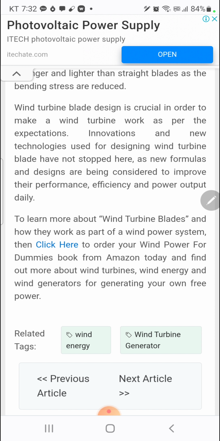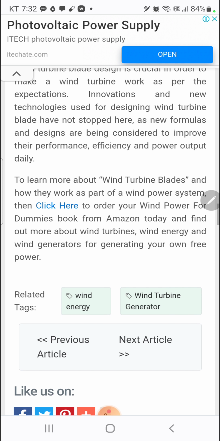Wind turbine blade design is crucial in order to make a wind turbine work as per the expectations. Innovations and new technologies used for designing wind turbine blades have not stopped here, as new formulas and designs are being considered to improve their performance, efficiency, and power output daily.